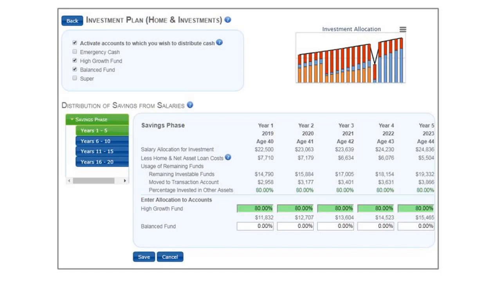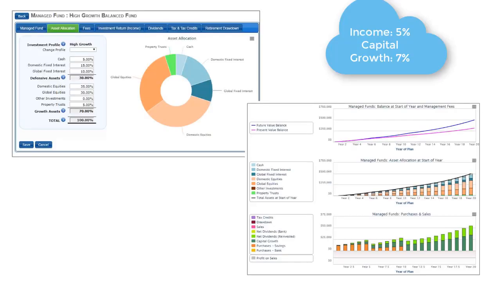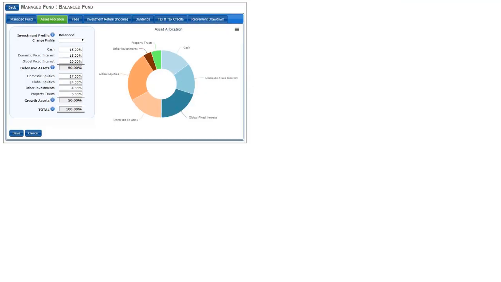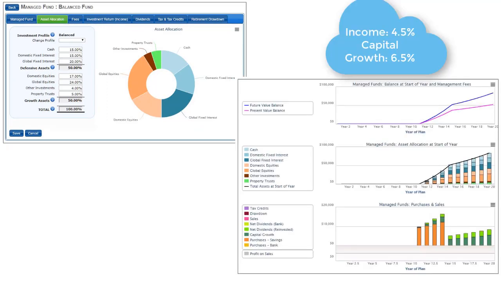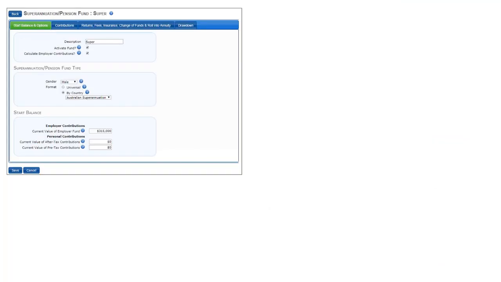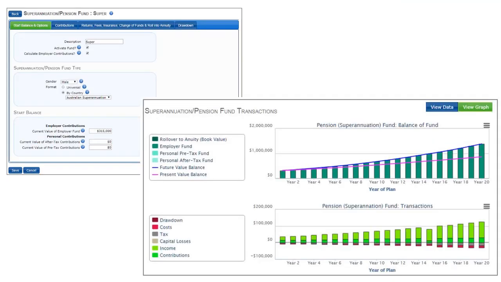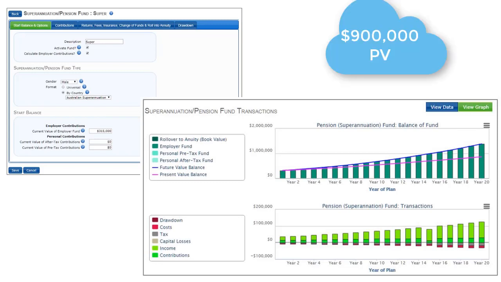No allocation was made in the last 5 years as it was felt that the balance of the transaction account needed to be increased. The high growth fund has investment returns as 5% income and 7% capital growth, with dividends being reinvested. The investment return on the balanced fund is 4.5% income and 6.5% capital growth. With the superannuation account, this has been left as a simple employer type fund. At the end of the plan, the value will be just over $900,000 present value.